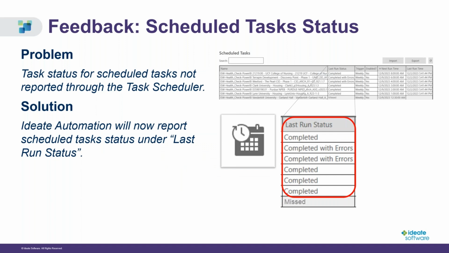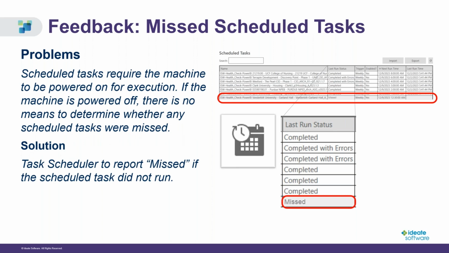Then we have the ability to see what happens to the task in the task scheduler. So it says if it's completed or not. Then if something is missed, let's say your computer is turned off and you can't tell if something ran or not. In the past, we couldn't tell if something was missed or not, but we recently added the feature that would say missed if a task was missed.